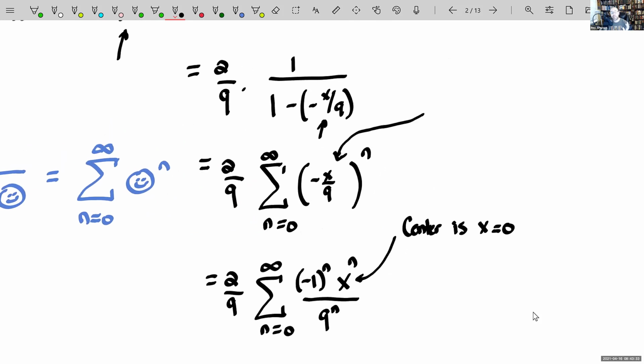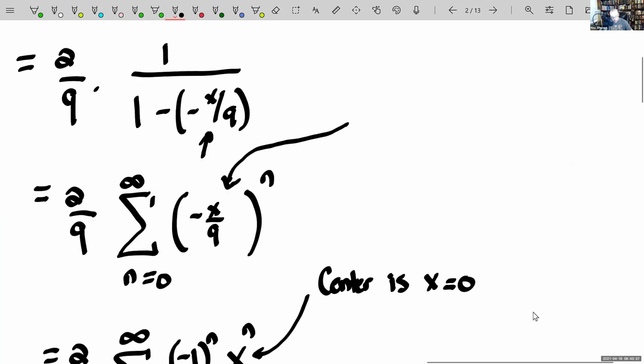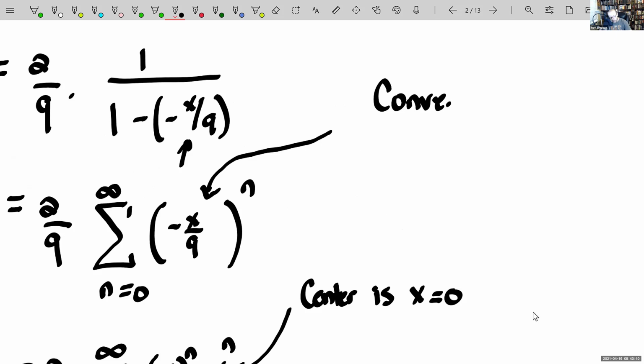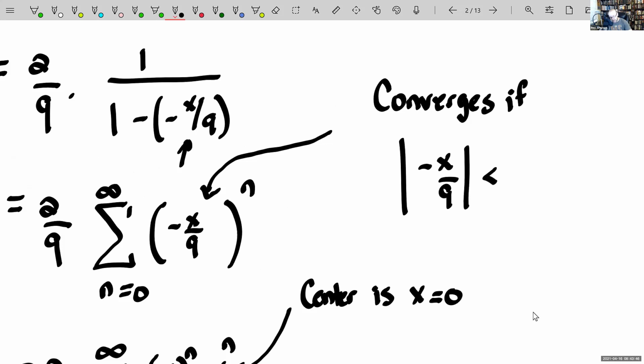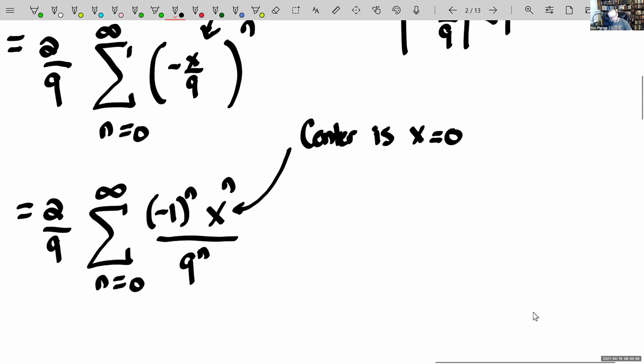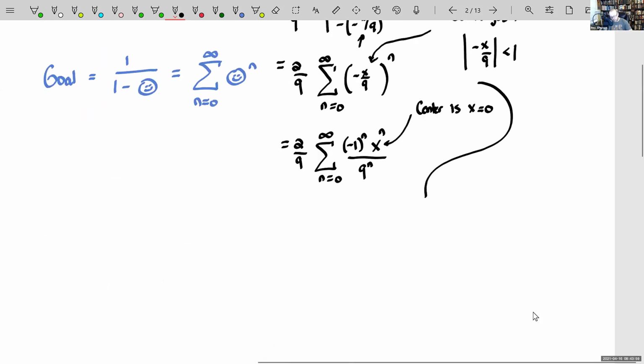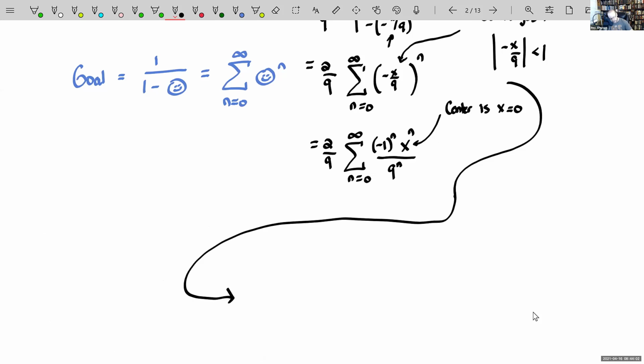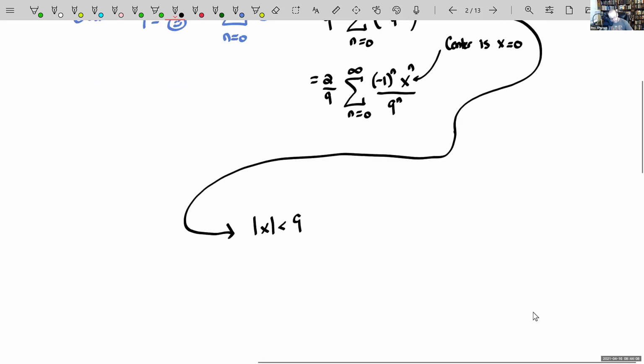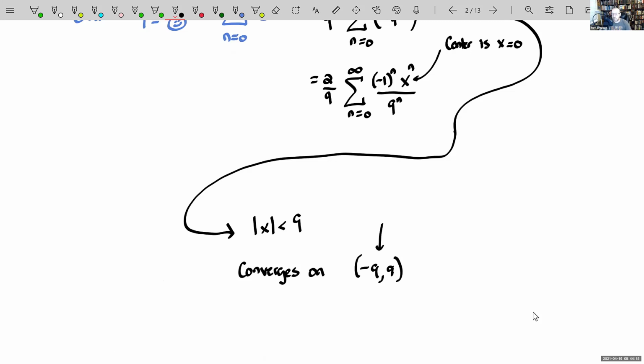Because this whole power series is based on the geometric series, it only converges if the absolute value of negative x over 9 is less than 1. That's the only time it'll converge because it's based on geometric series. So if I multiply both sides by 9, terrible board usage, by the way. Sorry about that. If I multiply both sides by 9 and ignore the negative in the absolute value, I'll get that. So it converges on negative 9 to 9. You can easily see, by the way, the center is 0.